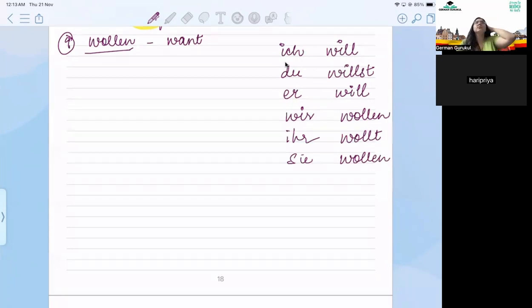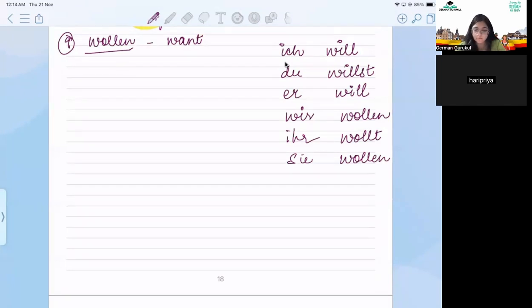Okay. So what's the conjugation? Ich will, du willst, er will, wir wollen, ihr wollt, sie wollen. Sie wollen. Yeah. Okay. Now try to make a sentence.